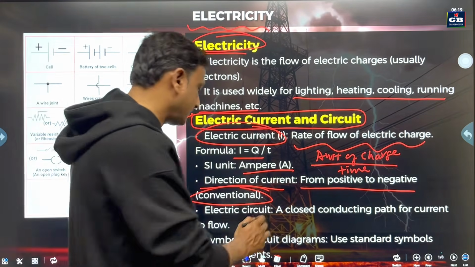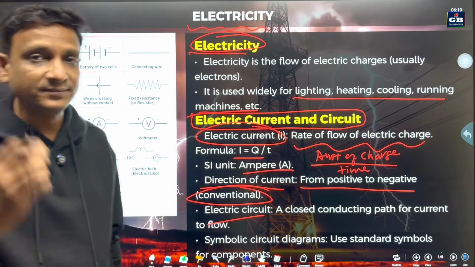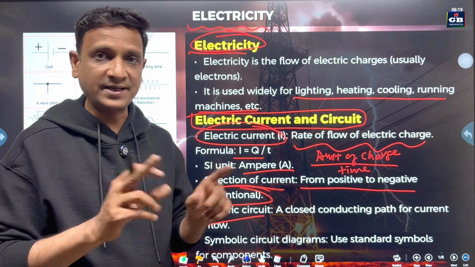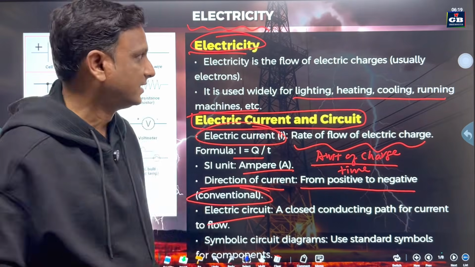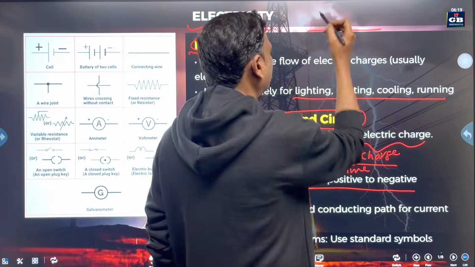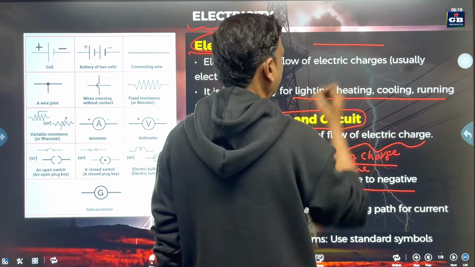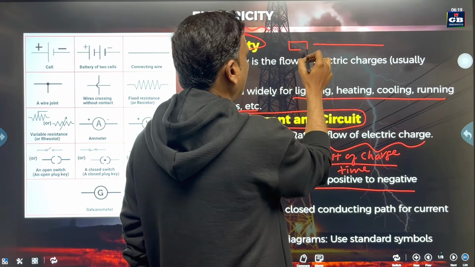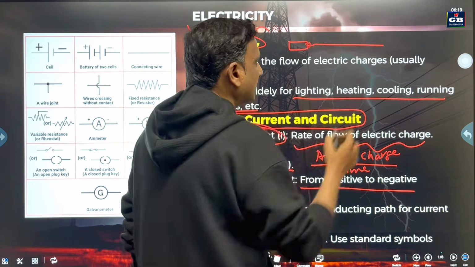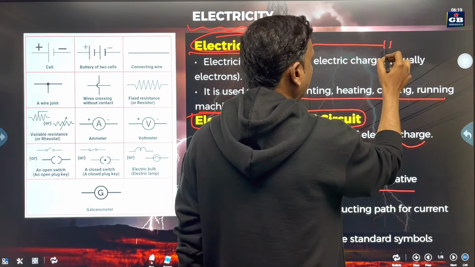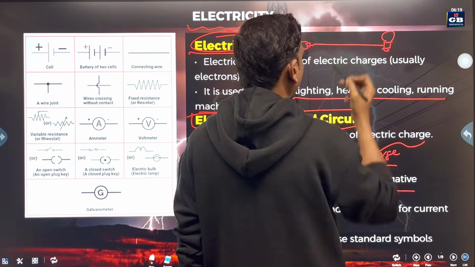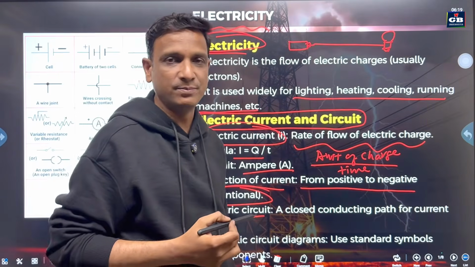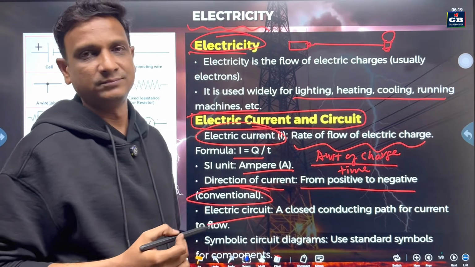Now electric circuit. What is an electric circuit? Electricity flows in a conductor, but this conductor should be in the form of a circuit. For example, here is a wire. I kept one cell, one battery here like this, and here I kept one bulb. Will the electricity flow now? Here is a conductor. Will it flow from battery to bulb? Will the bulb glow? No.